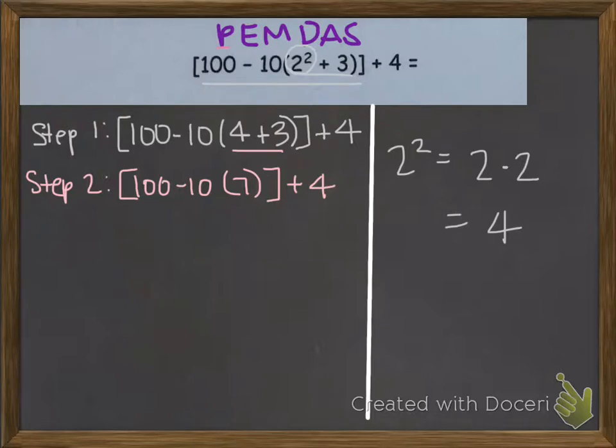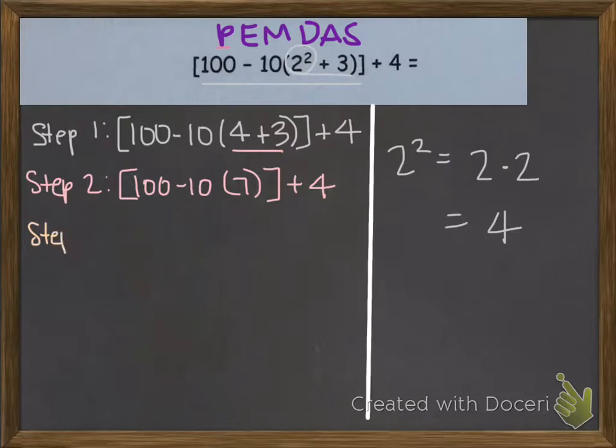So I look in my step 2 line and I say, am I done with parentheses or brackets yet? No, I'm not. I still have brackets, and inside the brackets I see that I still have stuff going on that I need to solve. So I need to look inside of the brackets.